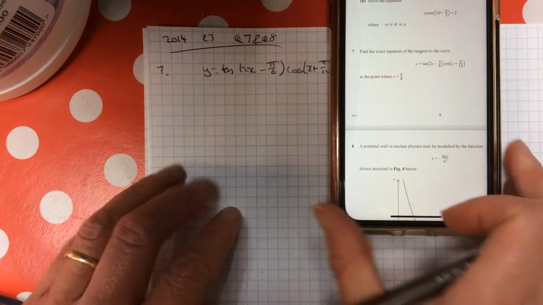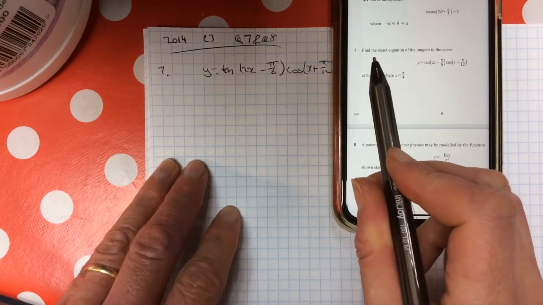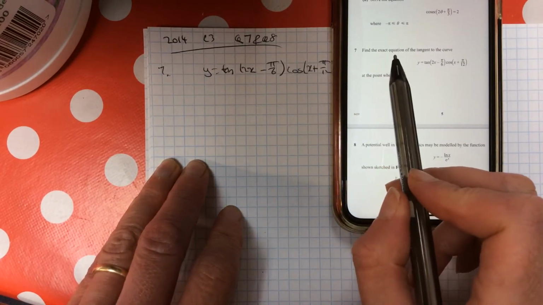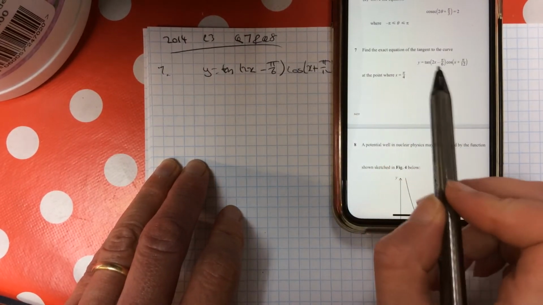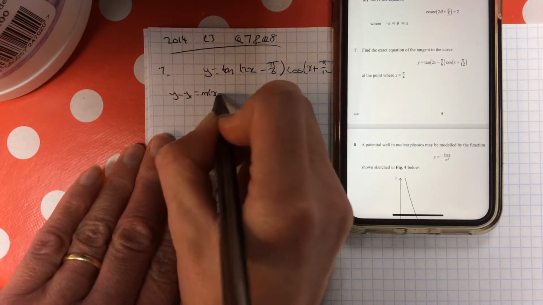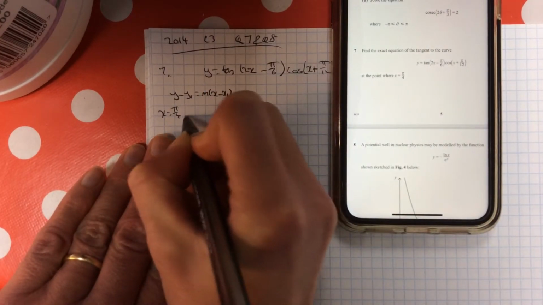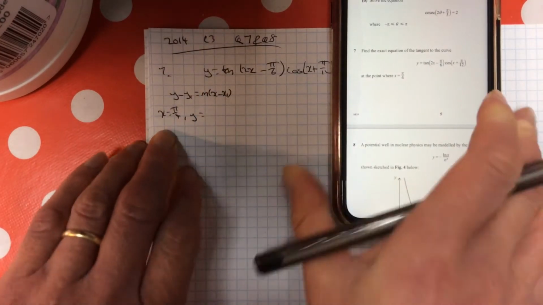So 2014 C3, question 7. Find the exact, that means we'll have roots in our answers, equation of the tangent to this curve. So let's structure our question by writing out the formula. We're told that x equals pi over 4, so let's work out the y coordinate.